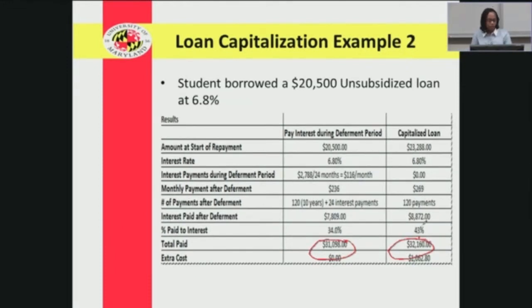The next example is for a graduate student. So we're saying 24 months, 2 years. Actually, it works for this one. For a $20,500 loan they've taken out, if you pay $116 per month while you're in school, the total amount that you would pay after the loan is paid off is $31,000. If you wait until after you graduate, it could be up to $32,000. So it's a difference of about, again, $1,000. So again, if you can make a payment while you're in school, it's always the best thing to do in order to not accrue so much interest on your loan while you're in school.